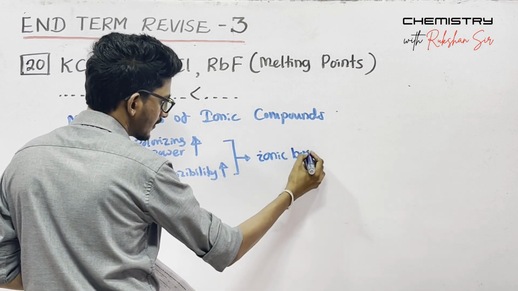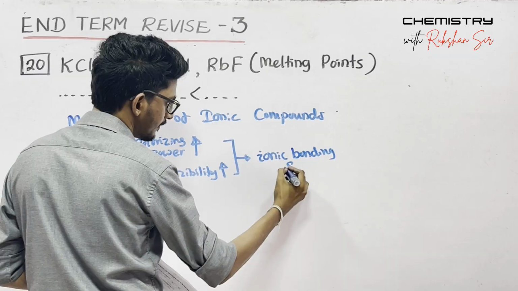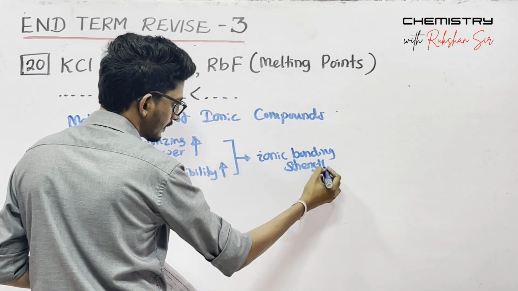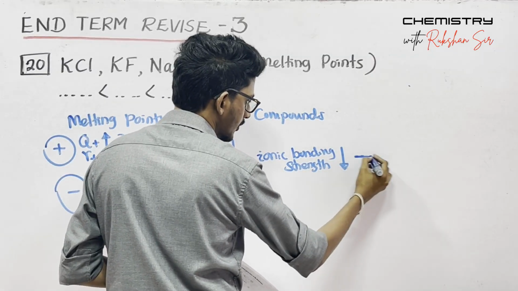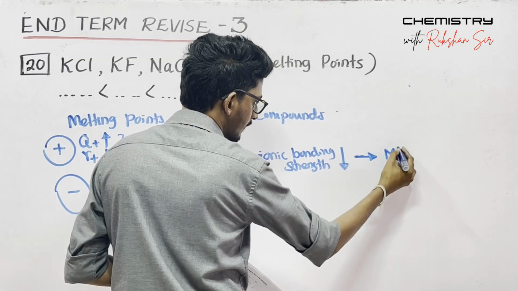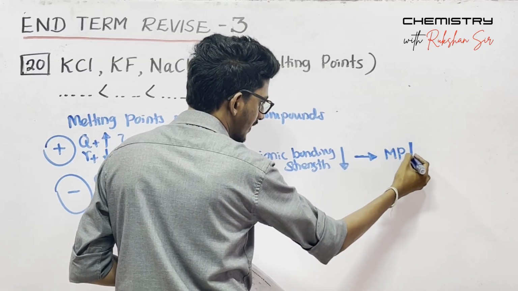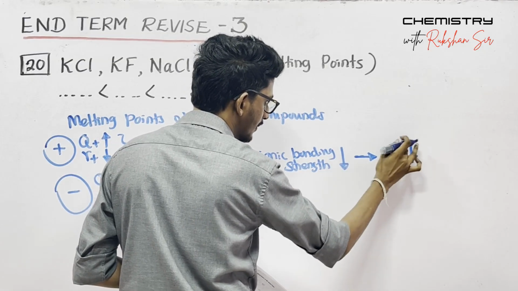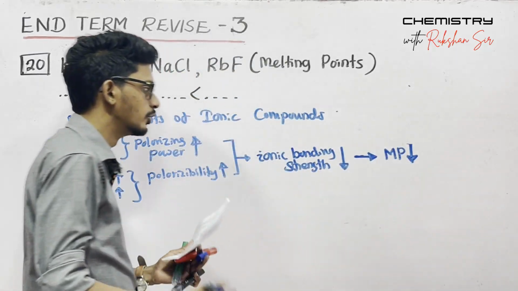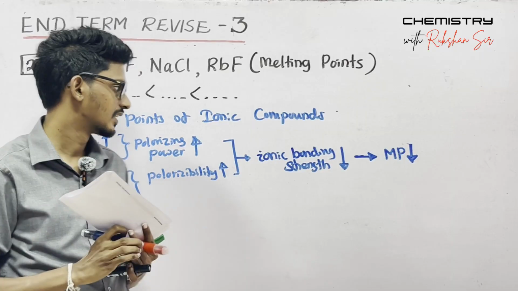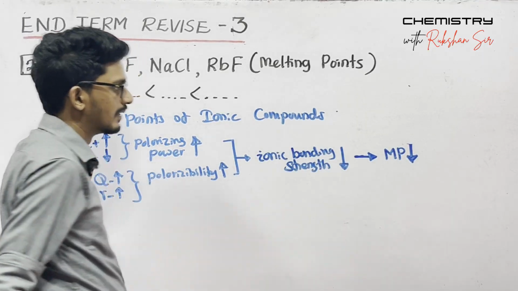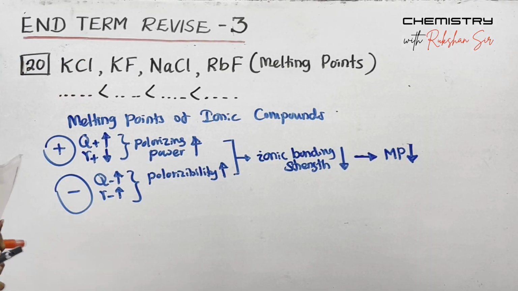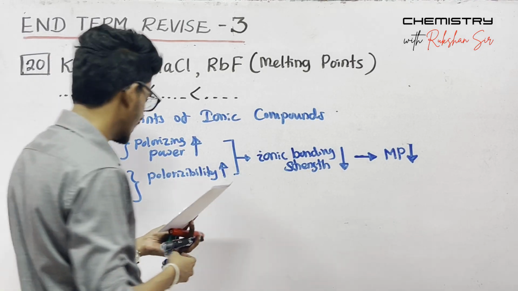Ionic bond strength decreases. With that, your melting points will decrease. The particles are not bound heavily now. The ionic bond strength is low, so you can put them apart easily, right? When the polarizing power is high, the melting point becomes low, right? This is the idea. So let's consider this to come up with the answers.